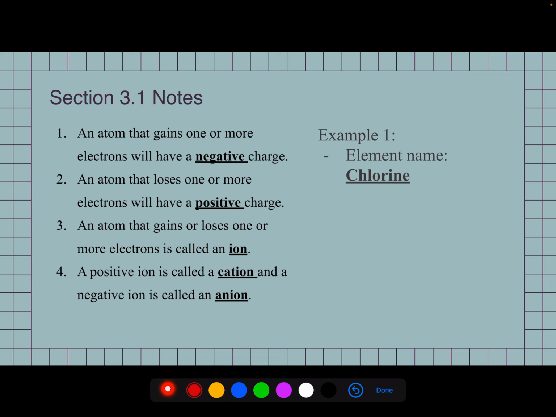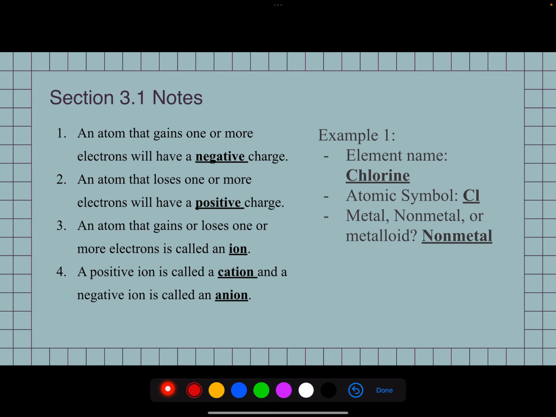All right, chlorine is element number 17, if that helps you. All right, so once you find that, you're going to find the atomic symbol. So the atomic symbol in this case for chlorine is Cl. All right, Cl, capital C, lowercase l. So on your periodic table, it's going to be saying, hey, is it a metal, non-metal, or metalloid? In this case, chlorine is a non-metal. All right. So I'm going to draw a quick little picture here of your periodic table. Let's see if I can do it.